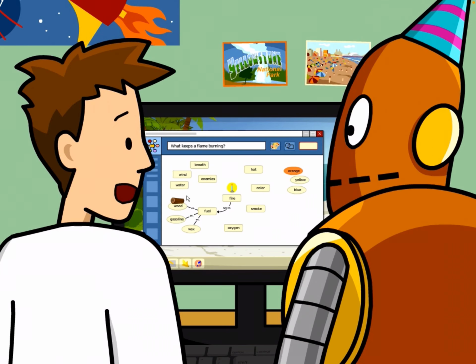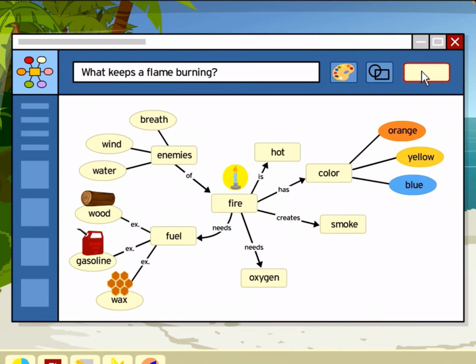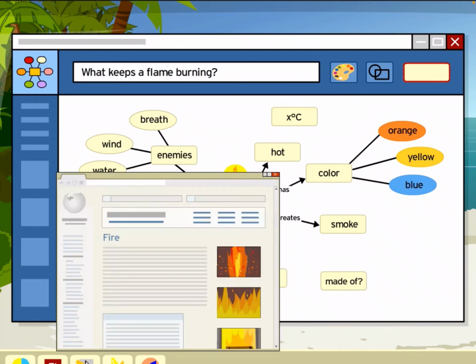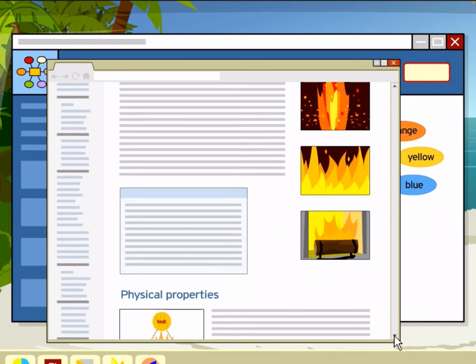Let's take care of the rest of these. Now we have a snapshot of our understanding of the topic. And I'm starting to see where our gaps are. Like, what is fire made of, and just how hot can a candle's flame get? These unknown concepts will help guide my research.